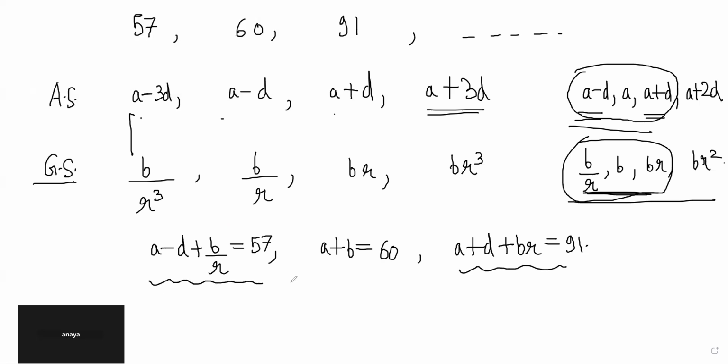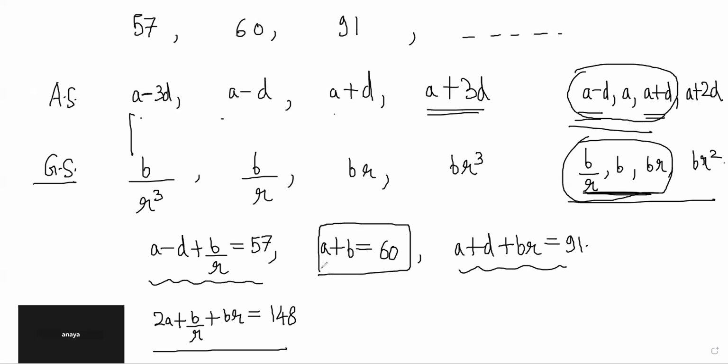If you add these two, you will cancel the D. You will get 2A plus B by R plus BR is equal to 57 plus 91, so that becomes 148. That is one equation. And A plus B is 60. Where can we use that?